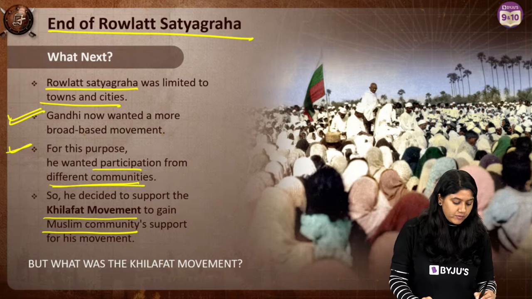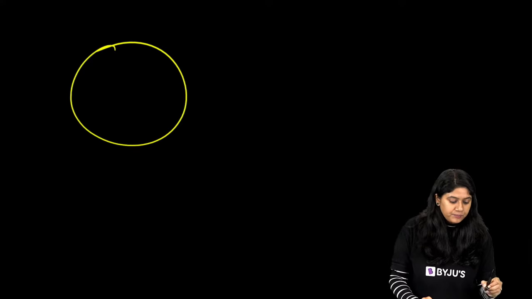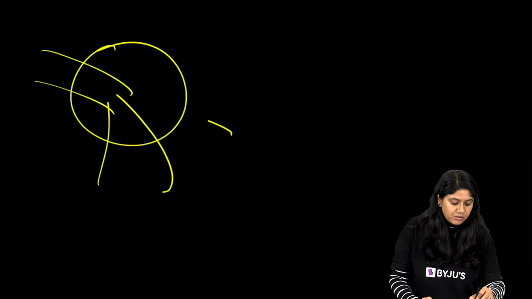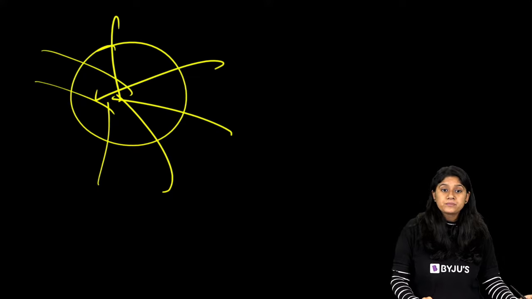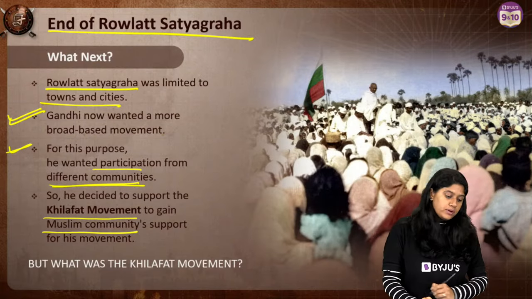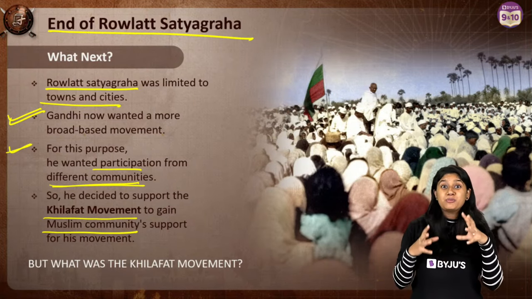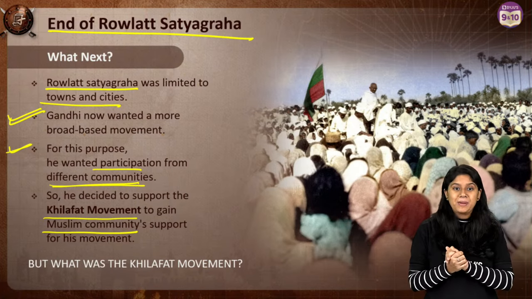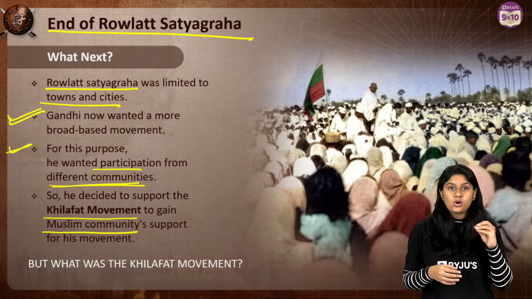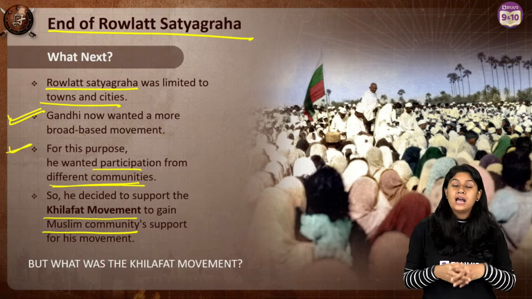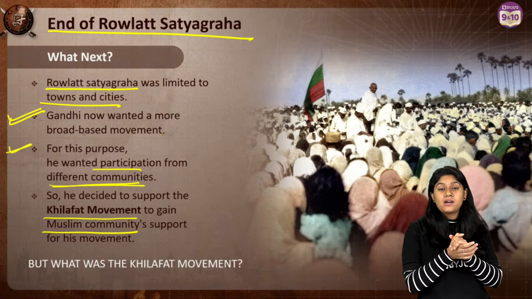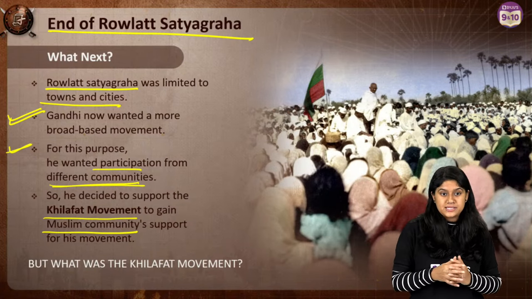Everyone, we all know that if India comes united, we'll be able to do something. Yes or no? We all know that, right? So Gandhiji also thought about it: we need the support of different communities. Then only will we be able to achieve independence. That's how we will see that he went ahead and supported the Khilafat movement. Everyone, are we clear with this?